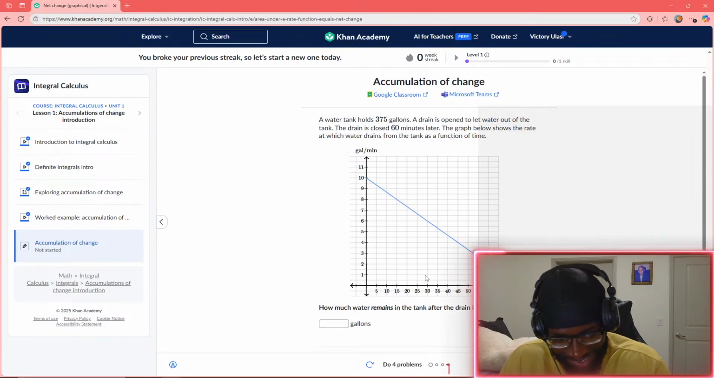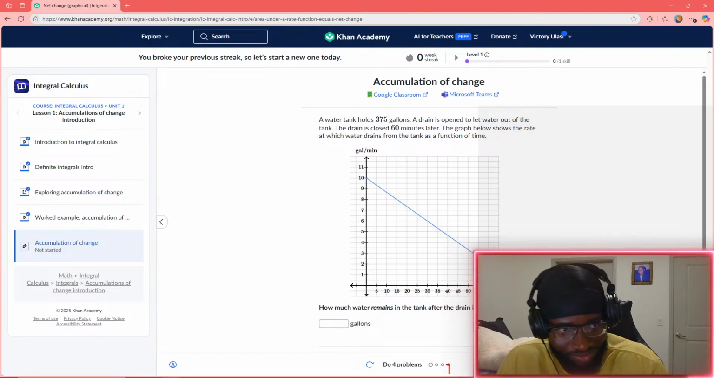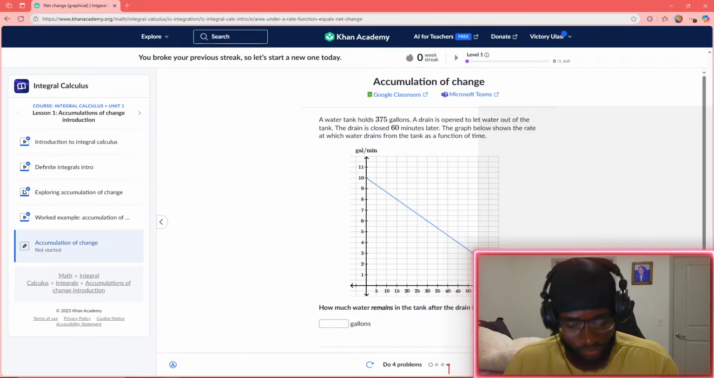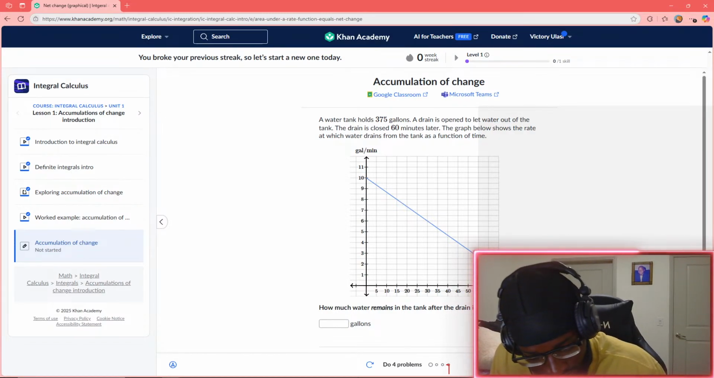480 divided by 2. 48 divided by 2 is 24. 240. I double checked you in my head. That's why I agreed with you. I didn't just take your word for it. It's 240 plus 120, 360.